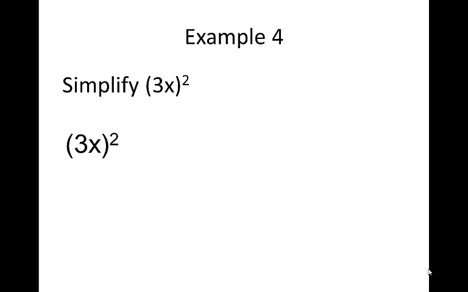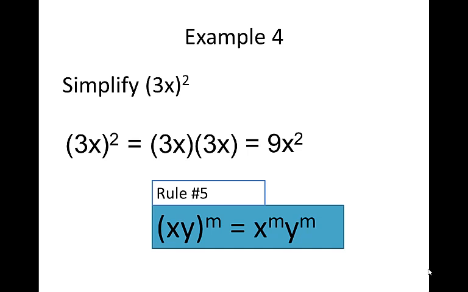Raising a product to a power. So if I had 3x quantity squared, what does this mean? So 3x squared means 3x times 3x, which is 3 times 3 is 9, x times x is x squared. So this is 9x squared. So really all I need to do is raise each of those to the exponent. So xy to the m is x to the m times y to the m.